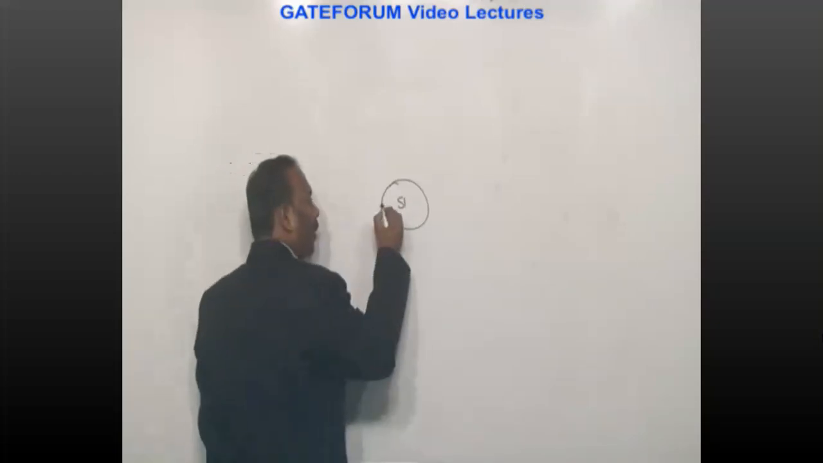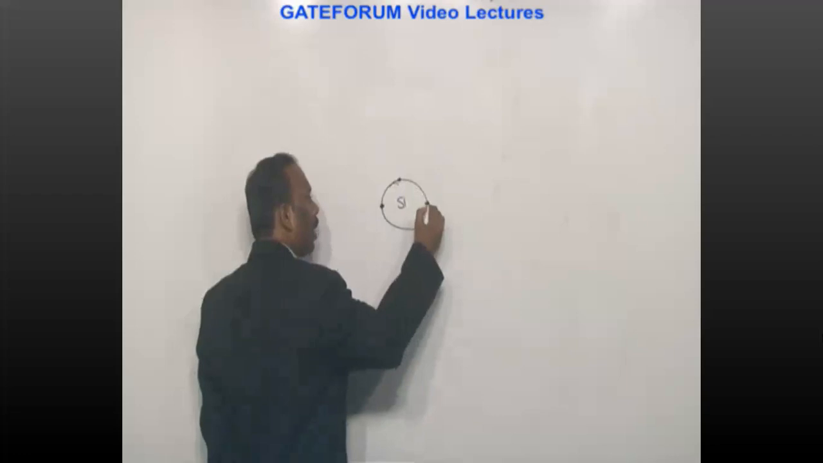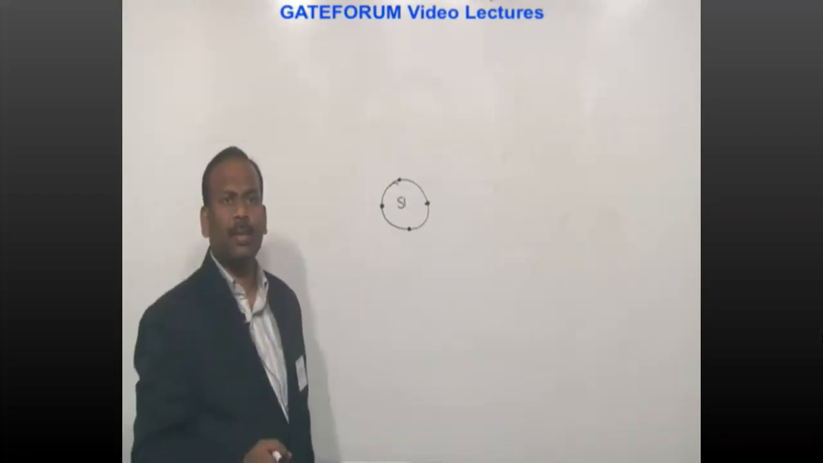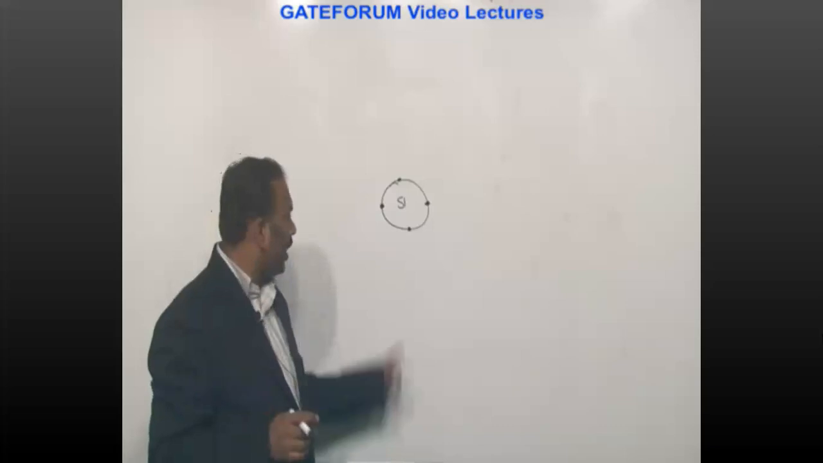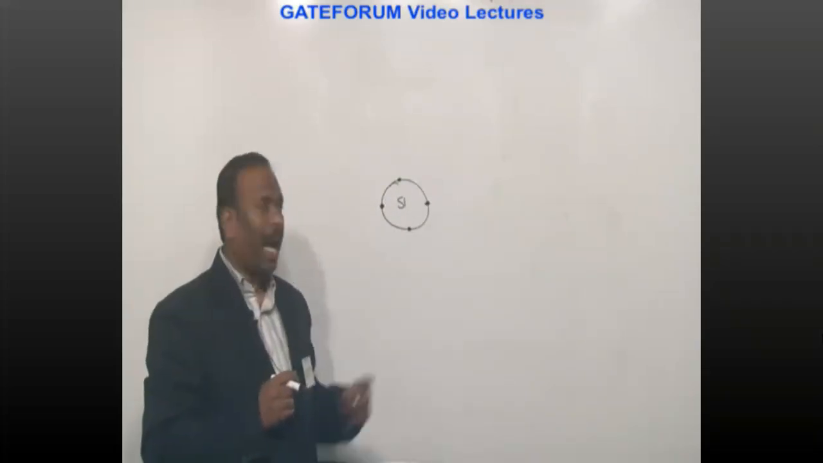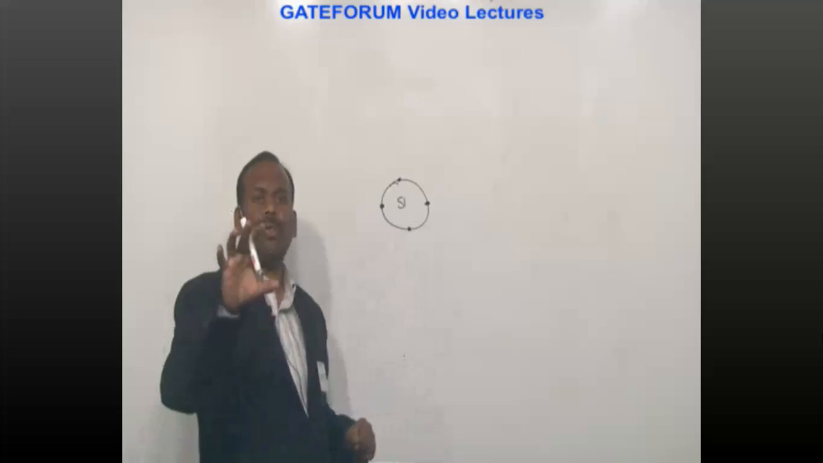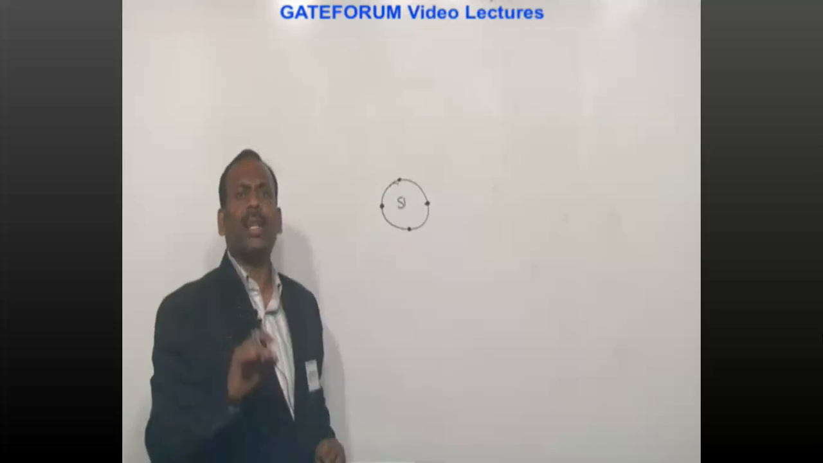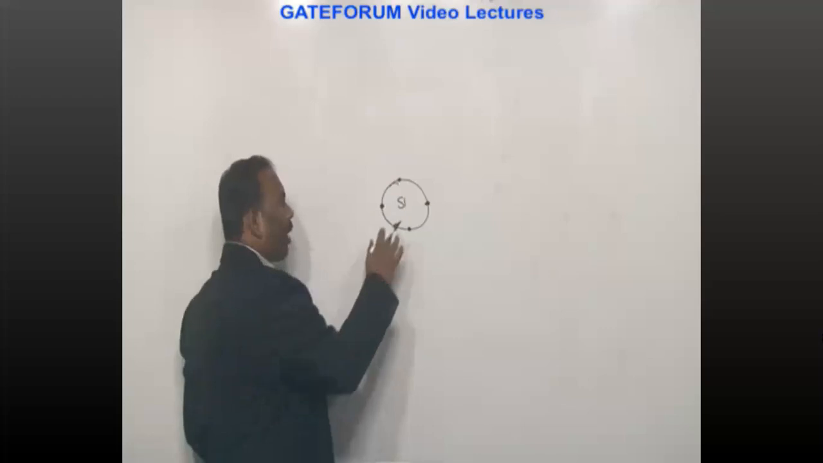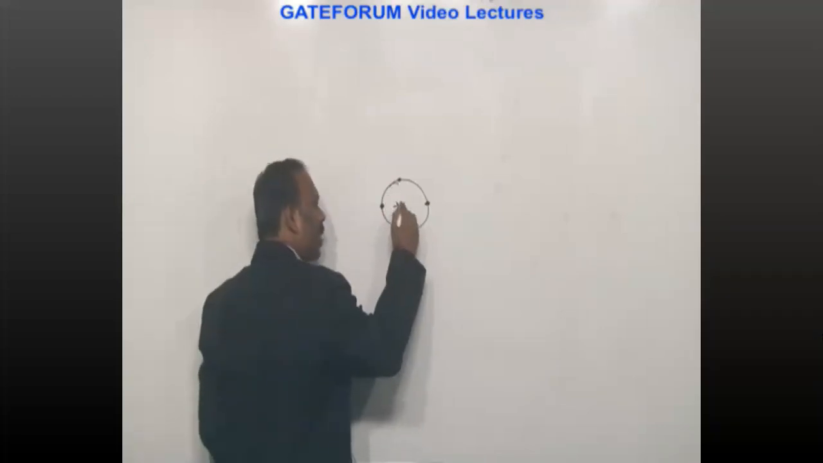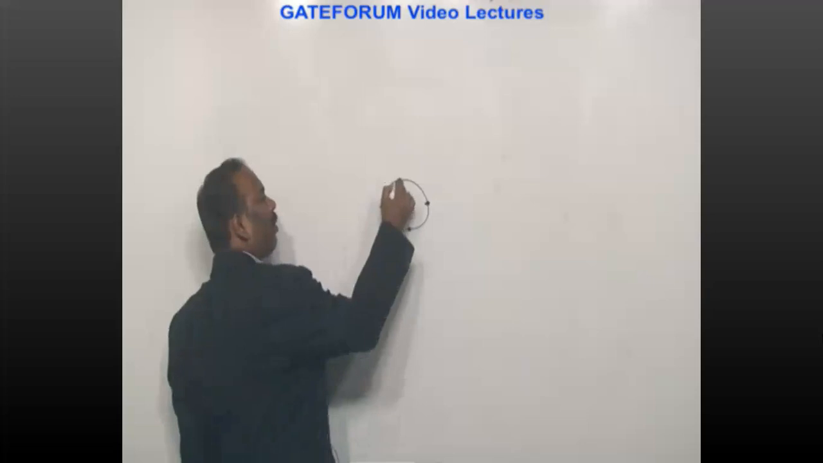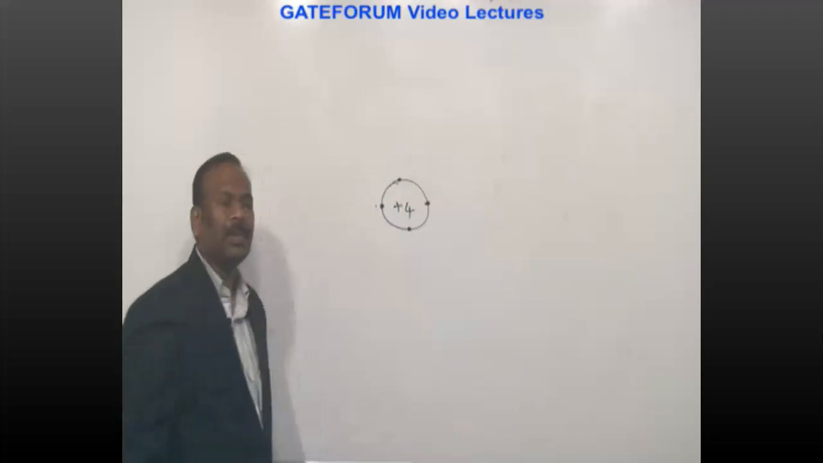Clear? I indicated it like this. Now, what have I done? 1, 2, 3, 4. I have shown 4 electrons explicitly. That means it is having 4 negative charge. I have explicitly shown 4 negative charge, 4 electrons. Does that mean the charge is minus 4? No. It's neutral. Therefore, I have to explicitly represent it as plus 4. What is the meaning of this? Plus 4, minus 4, it's neutral.